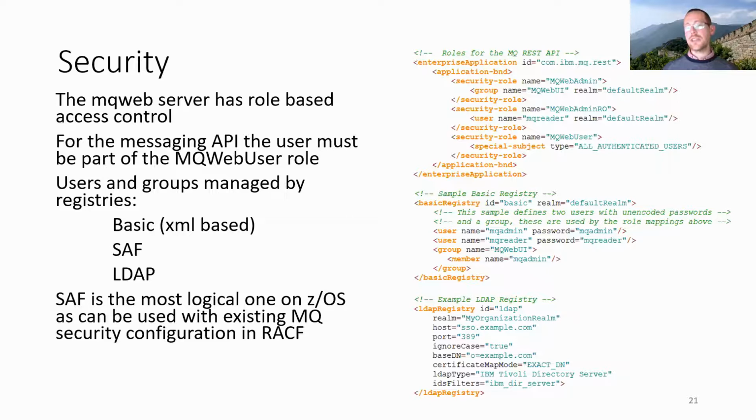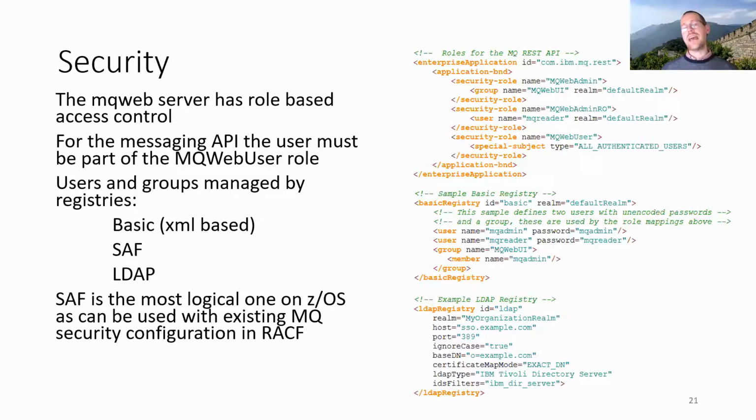If you want to then interact with an existing LDAP repository that you might have running on distributed or on z, then the web server supports connecting into an LDAP repository to provide your user registry, and that's something that you can use on any environment. And of course, on z/OS, we've got support for going back into SAF. So if you've already got an existing set of MQ users who've got access to particular queues, then you can wire directly into those via SAF into RACF or whatever you've got. And that's the natural one for use on z/OS.